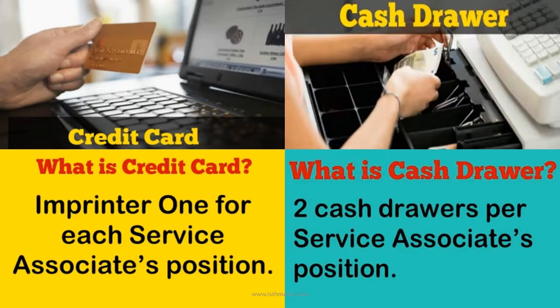Cash drawer. What is a cash drawer? Two cash drawers per service associate's position. The cash drawer simply divides notes from coins, different types of coins and different types of notes also. In this way, when the guest pays, you put every piece in its place. The cash drawer makes the task easier for the receptionist or for the person who receives money in general.